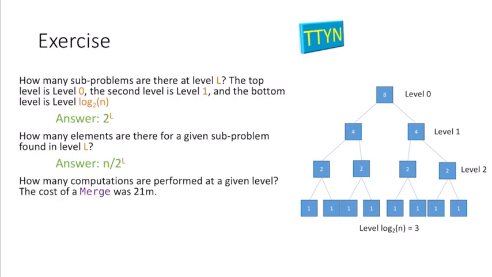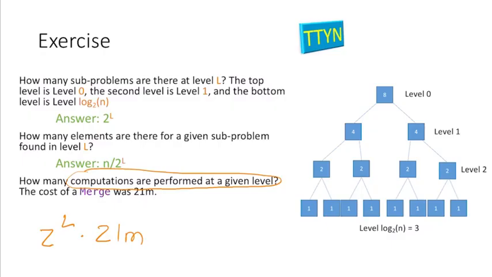The next question is, how many computations are performed at a given level L? So the total cost of merge was 2m. That's your hint. So if I look at the total number of computations at a given level, I'm going to need to know how many subproblems there are. So 2 to the L is the number of subproblems, and I'm going to need to know what each subproblem does. Each subproblem is going to do 2m amount of work.